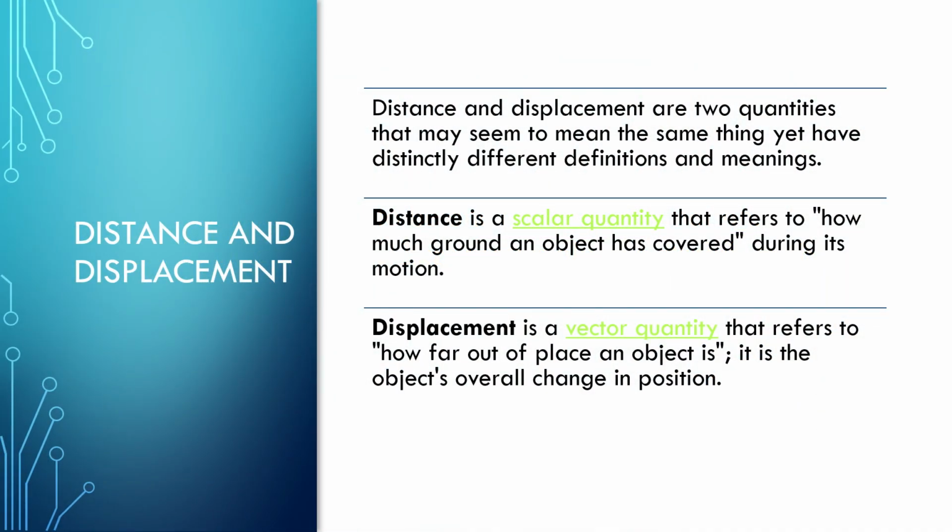Now the concept of distance and displacement. Distance and displacement are two quantities that may seem to mean the same thing yet have distinct, different definitions and meanings. What is distance here? It is a scalar quantity, as I told you in the previous slide. It refers to how much ground an object has covered during its motion. Please remember this very important point. Then displacement, it is a vector quantity that refers to how far out of place an object is, or the object's overall change in position.